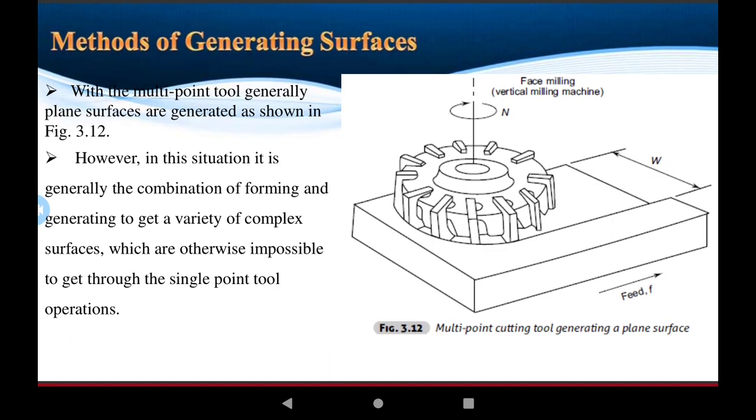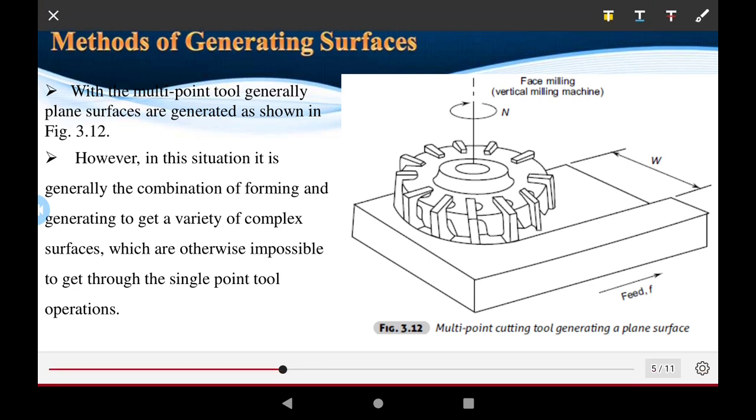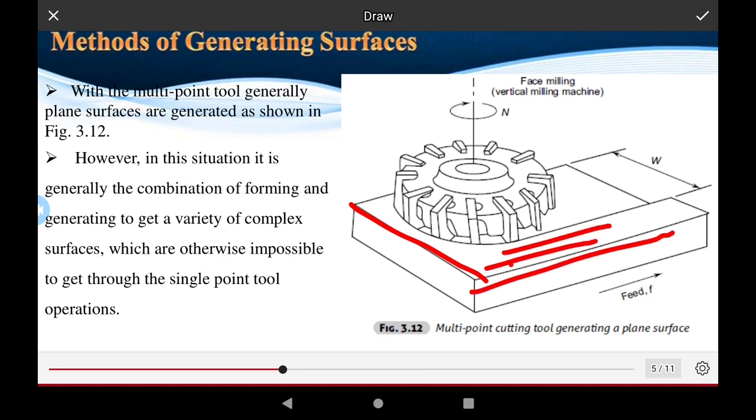The method of generating the surface is used to achieve a smooth surface, and with the help of the milling machine with multi-point cutting tools, the generating of the plane surface is shown. This is the workpiece, and this is the surface of the workpiece I achieve, and this is the milling cutter, okay. This is the milling cutter.